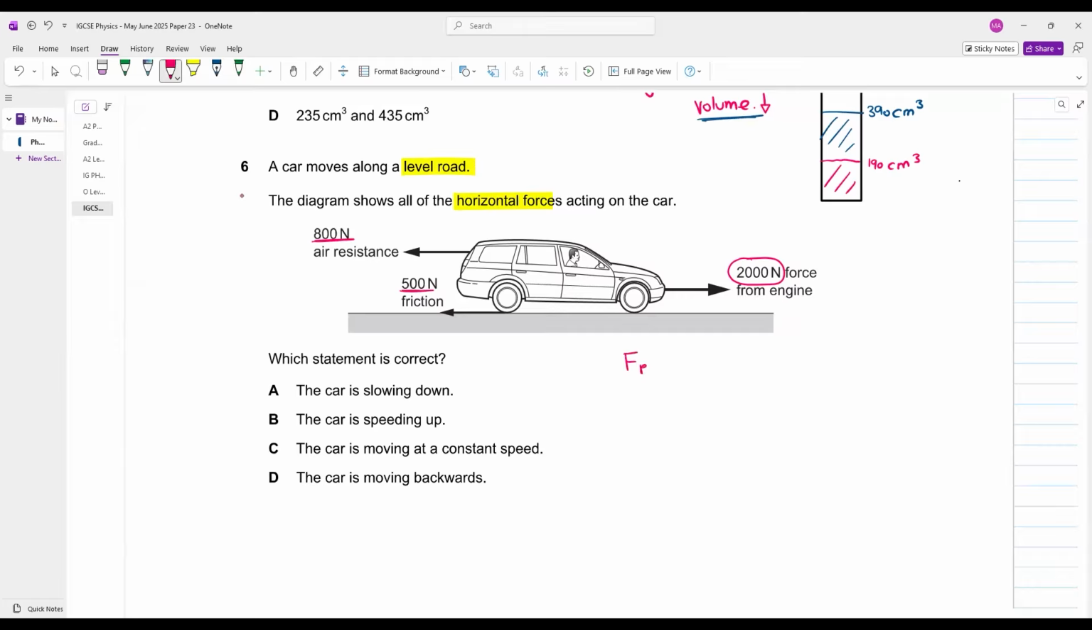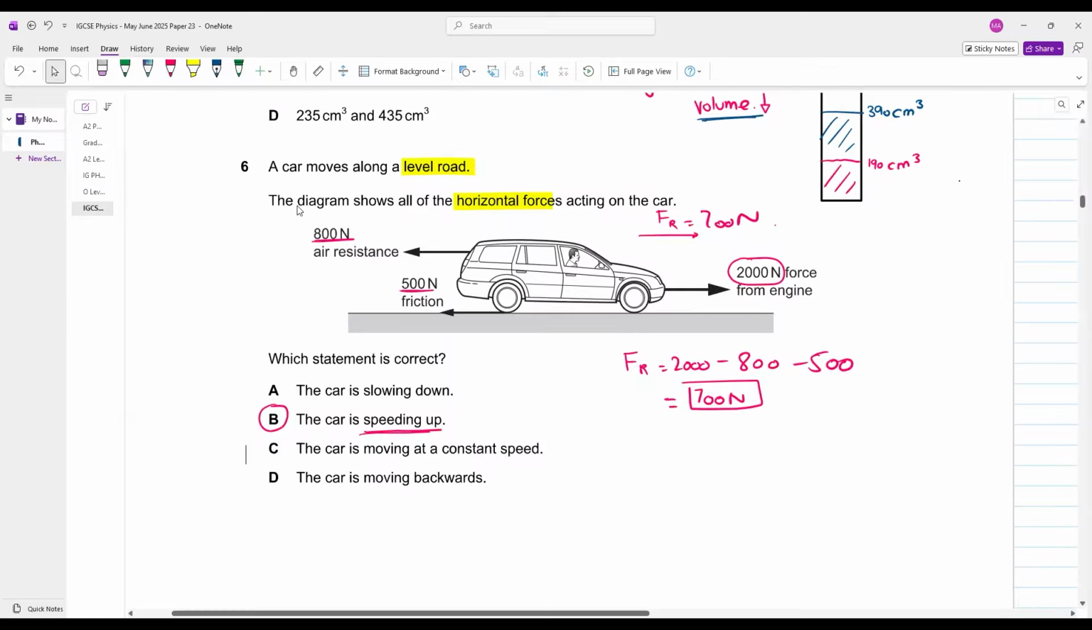What will be your resultant force, beta? Resultant force क्या होगा? 2000 minus 800 minus 500. The resultant force comes out to be what? हाँ जी, 700 Newton in the forward direction. Forward direction में resultant force आ रही है 700 Newton. That means what? The car is accelerating or the car is speeding up. B is your answer. Easy peasy lemon squeezy.